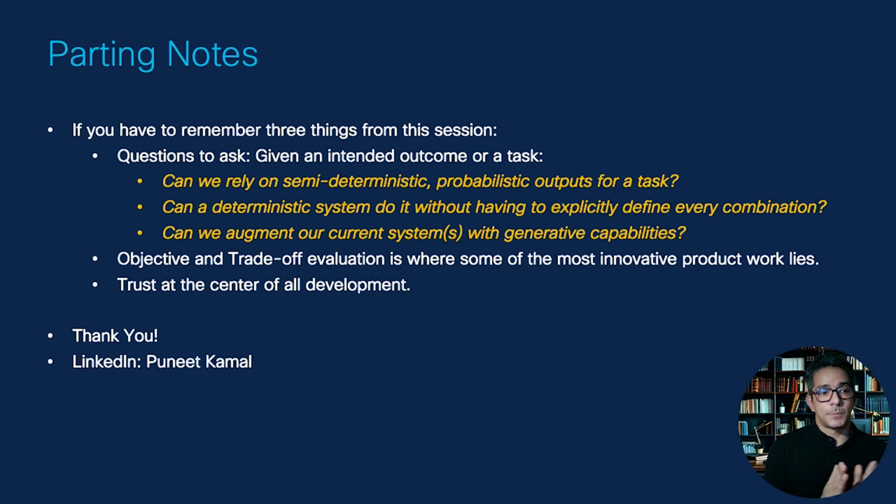The next point is the objective and trade-off evaluation is where some of the most innovative product work will lie, at least in my humble opinion. Paul Graham says that the edge of knowledge is fractal. Objective and trade-off evaluation is one area where at least I didn't find a lot of literature, which is generally a good sign that there aren't a lot of practical applications or services yet, which means, again, this is ripe for innovation.